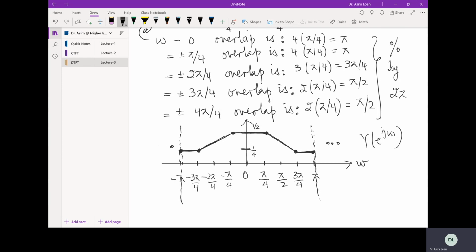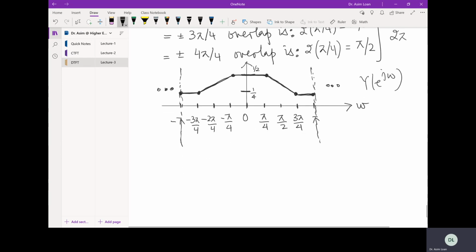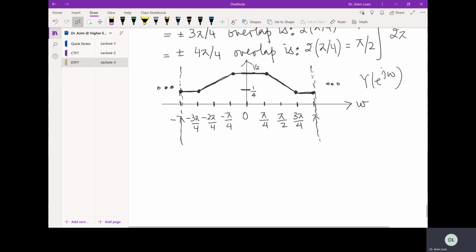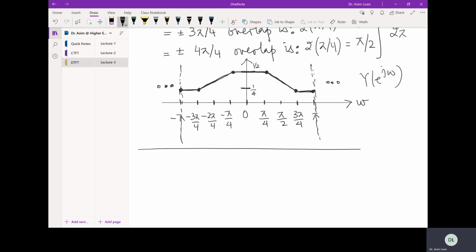This repeats. So this is how you find the periodic convolution. You convert the periodic convolution into aperiodic convolution and then solve it. Okay, good.